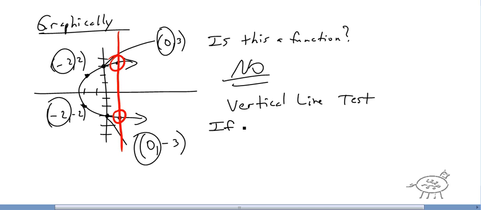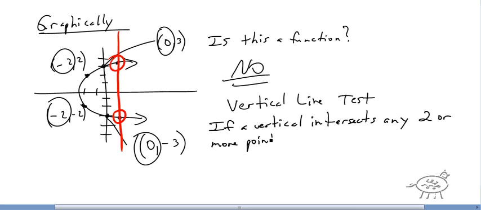If a vertical line intersects any two or more points, okay, and I should say that if any vertical line, no matter what, if it happens one time, so if a vertical line intersects any two or more points, then the graph is not a function.